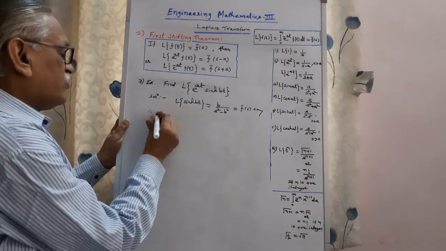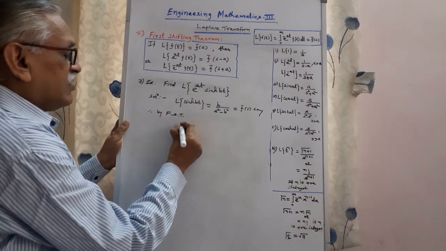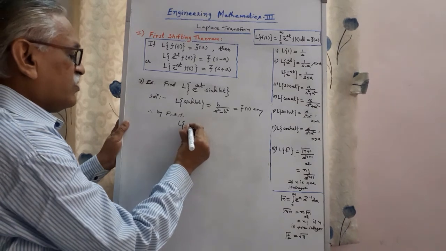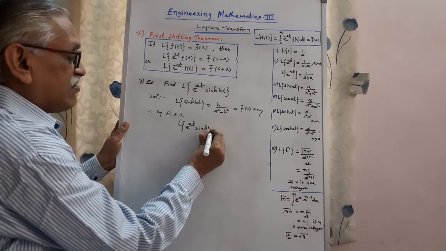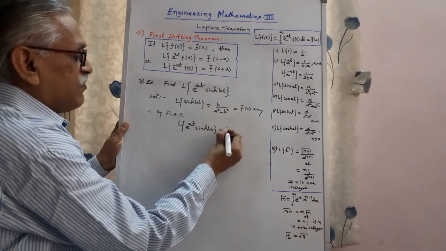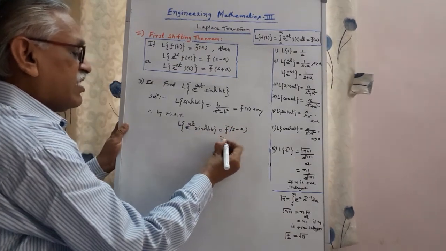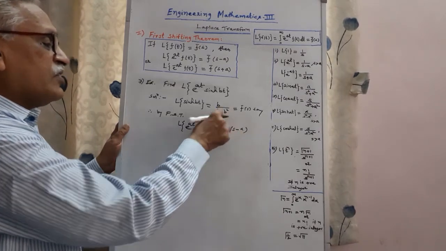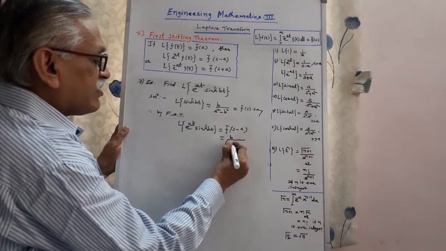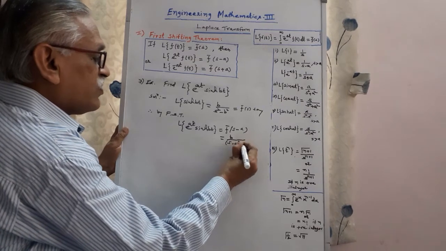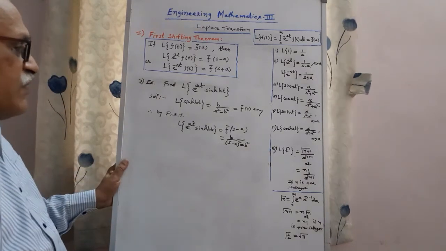And therefore, using the first shifting theorem, the Laplace of e raised to at sinh bt is f bar of s minus a. Replace s by s minus a, and we get b divided by s minus a whole square minus b square. This is the required Laplace transform.